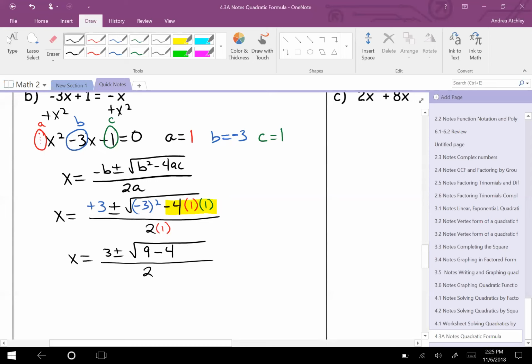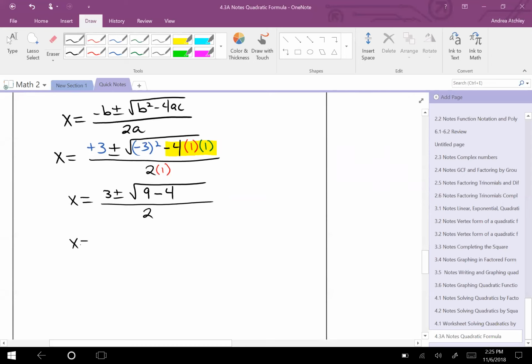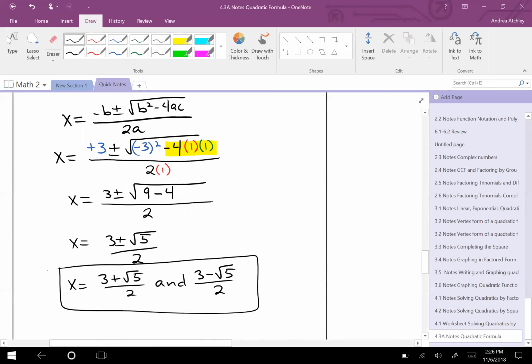We're going to keep simplifying. I'm going to get x equals 3 plus or minus the square root of 9 minus 4 is 5, all over 2. Do I know the square root of 5? Nope. So we can just leave it as x equals 3 plus the square root of 5 over 2, and 3 minus the square root of 5 all over 2. You can plug those into your calculators to get an approximate amount. We're going to leave it in the exact amount right now.